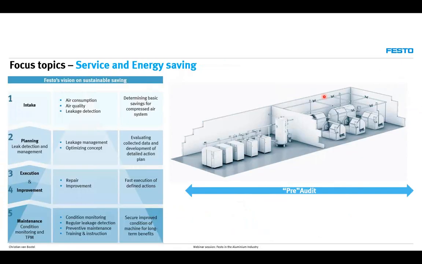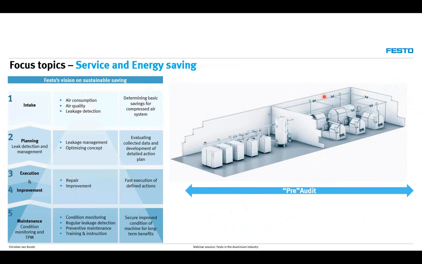This was, of course, the topic where we consider five levels. Typically we start from an intake, and then we have planning, execution, improvement, and the highest level will be maintenance and condition monitoring. The basis of the intake is: if you have a big plant with a lot of items, how are you going to approach this? Typically we work with audits or pre-audits, following the philosophy of ISO 11011.